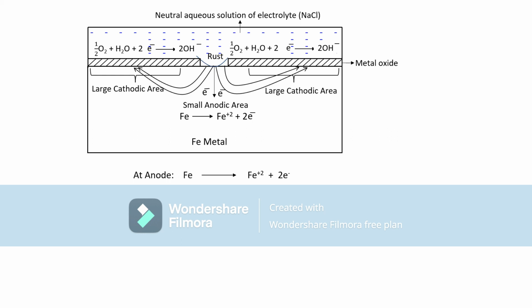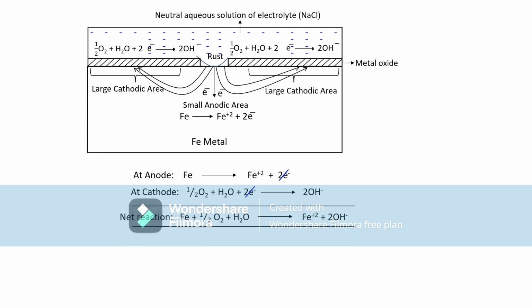This can be expressed in the reaction. At the anode, Fe, iron, converts into Fe²⁺ plus 2 electrons. At the cathode, oxygen and moisture, water, take these 2 electrons and form 2 hydroxide ions. However, on the left-hand side and right-hand side, 2 electrons are common, therefore both electrons get cancelled. The net reaction in this corrosion is Fe + ½O₂ + H₂O gives Fe²⁺ + 2OH⁻.